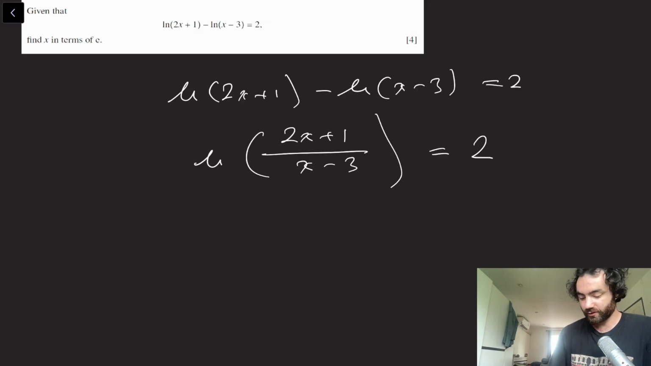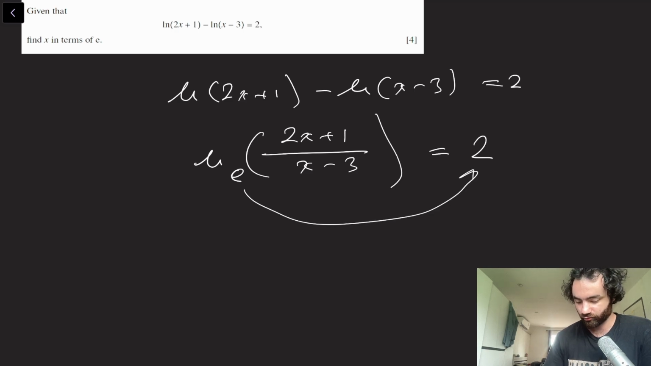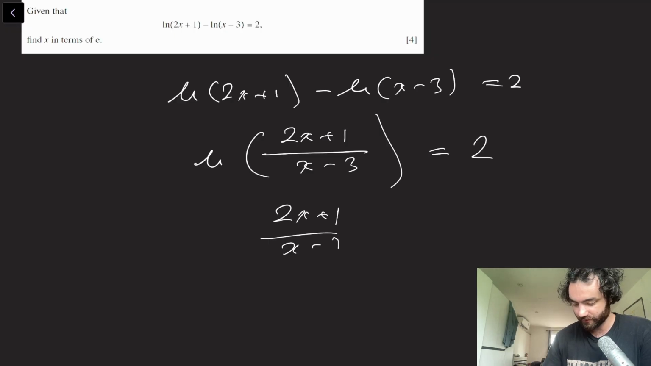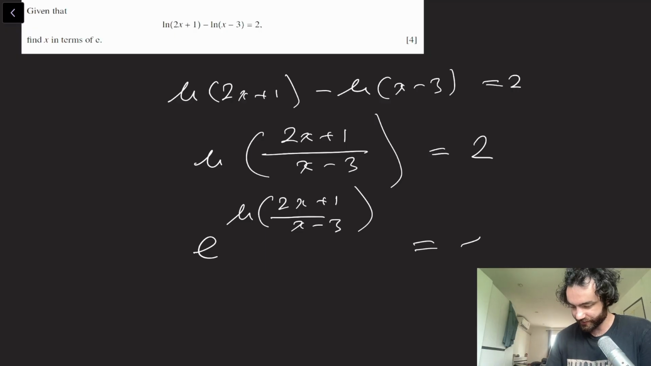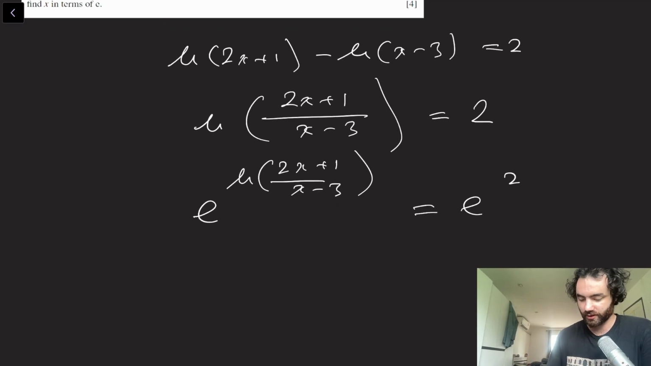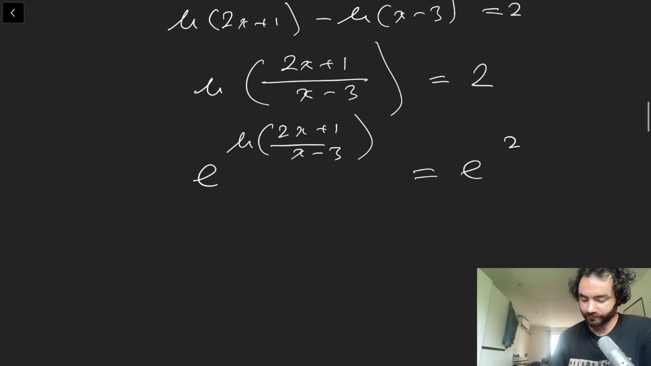Now the reason you do that: when I was really young, what I used to do is I used to think, okay, we have an e here. You push this over, bump this up, and then you just drop this log, which will give you (2x plus 1) over (x minus 3) equals e squared, which is correct. But what you're actually doing, if it's mathematically logical, is you take e to the power of both sides. You're going e to the power of ln of (2x plus 1) over (x minus 3) equals e squared, which you can do. You just take an e to the power of both sides.